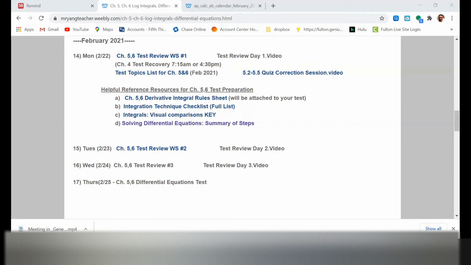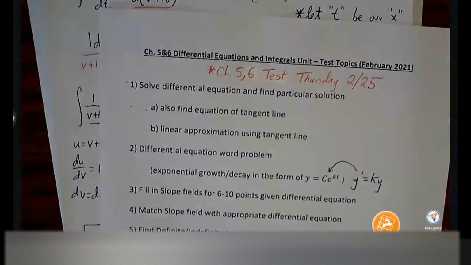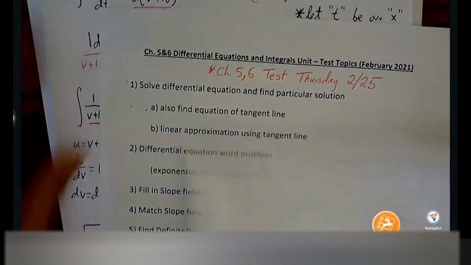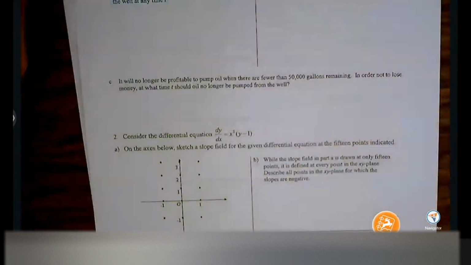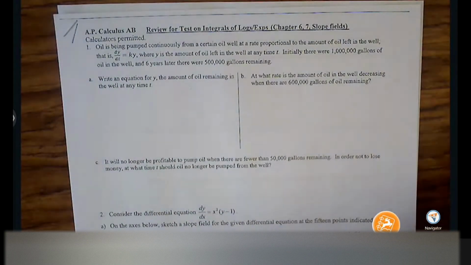All right, so let's go to our test review. The print is really small here. I'll show all the work on a separate sheet.